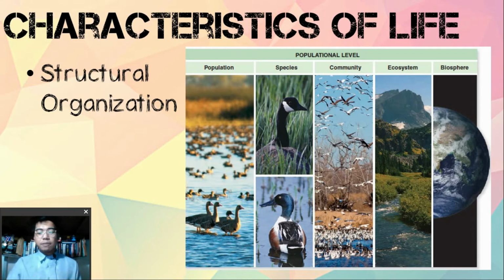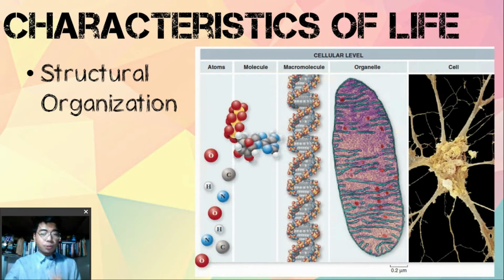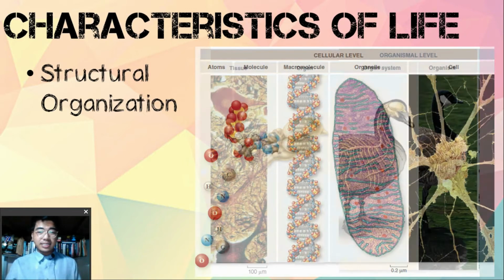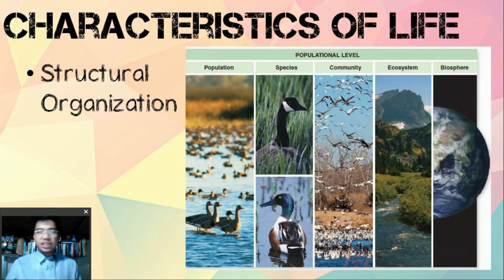So once again, if we are going to consider structural organization, always remember the following. We start with the smallest level, the cellular level, which is composed of atoms, molecules, macromolecules, biomolecules, organelles, and cells. Then the next level, the organismal level, composed of tissues, organ systems, and the organism. And lastly, the populational level, composed of the population, species, community, ecosystem, and the biosphere. So that is the very first characteristic of life.